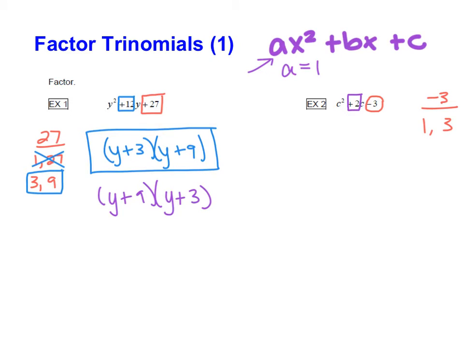And then what we want to think about, though, is this is a negative 3. So you have two options. It's either a negative 1 and 3 or a 1 and a negative 3. One of the numbers has to be negative. So if they have to add up to a positive 2, that means the bigger number of what we're adding must be positive. So negative 1 and 3. Is negative 1 plus 3 equal to 2? Sure is. So we're going to say c minus 1, and the other parenthesis is going to be c plus 3.